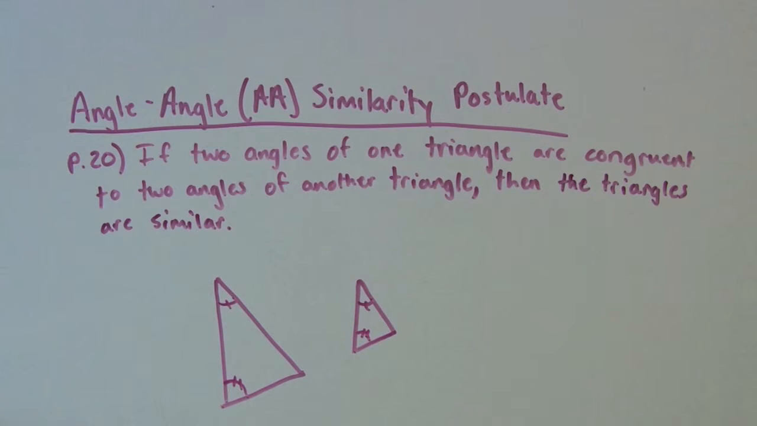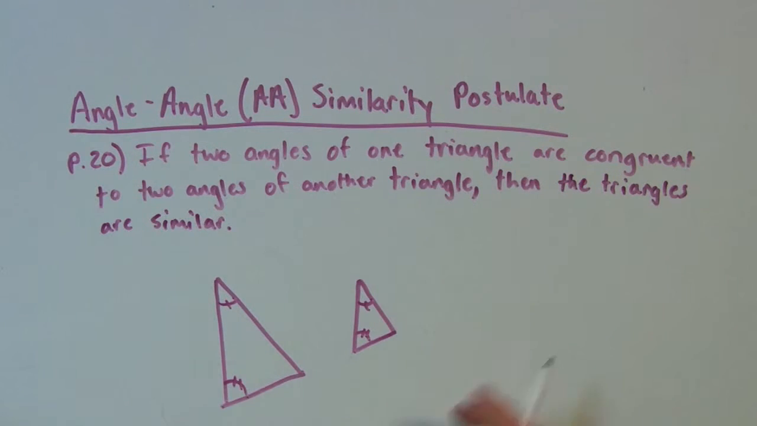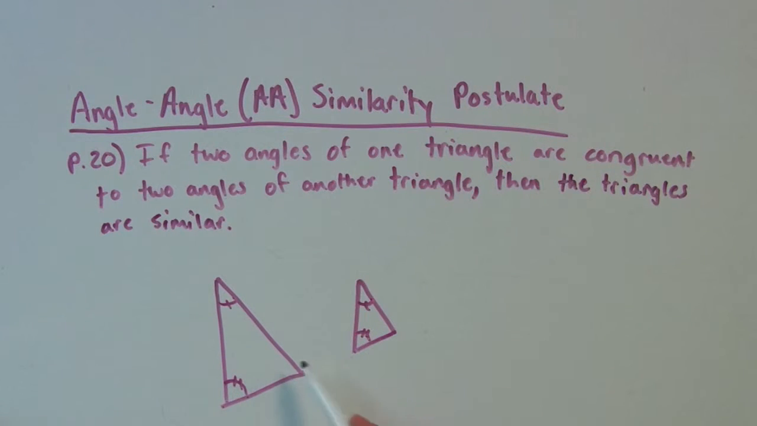The angle-angle similarity postulate, P20, says that if two angles of one triangle are congruent to two angles of another triangle, then the triangles are similar. So since this angle is congruent to this angle, and this angle is congruent to this angle, then these two triangles are similar. Now let's dive into our theorems.